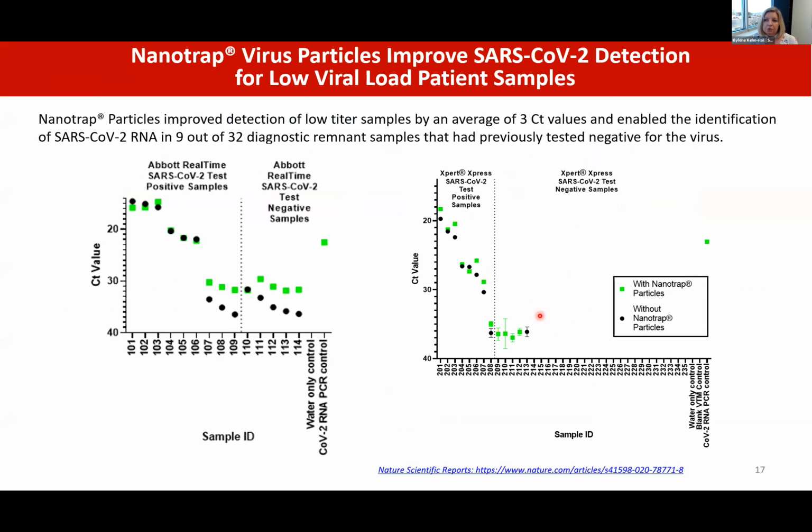We've also been able to show that the nanotrap particles could increase the sensitivity of detection in diagnostic remnant samples. So there are some samples that previously tested positive, whereas there are others that tested negative. When there's a high level of virus present, with and without nanotrap particles, we get similar CT levels. But at low viral levels, as expected, we get an enhancement of virus detection. And even in samples that previously tested negative, we were able to detect virus in the presence of the nanotrap particles, both here and in this set of samples.